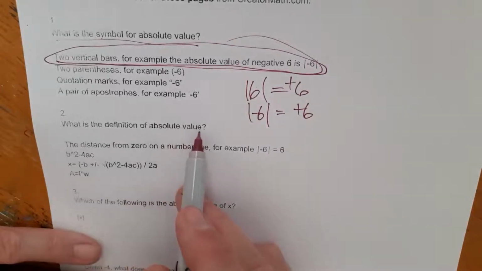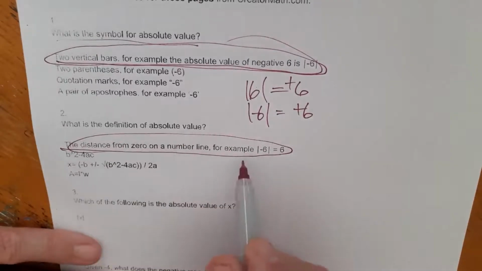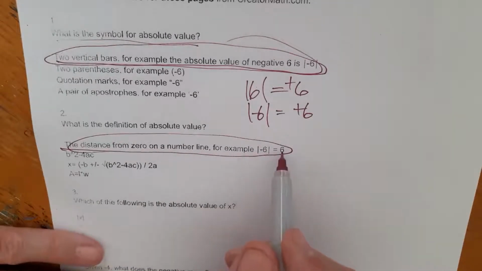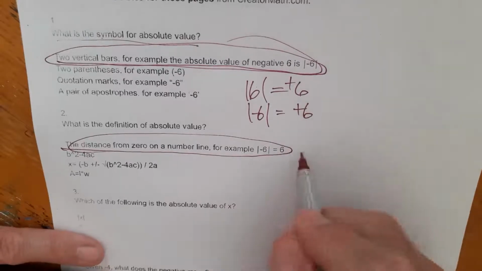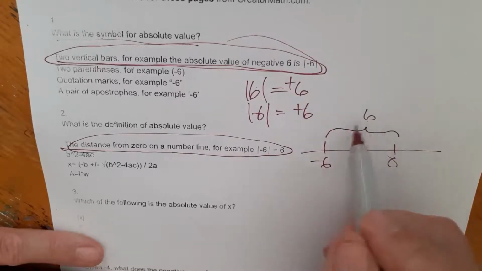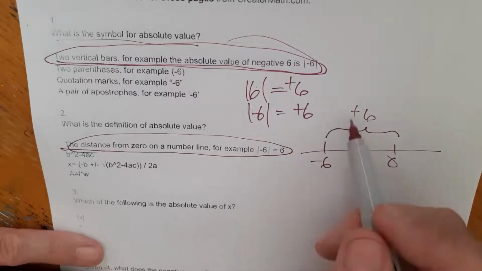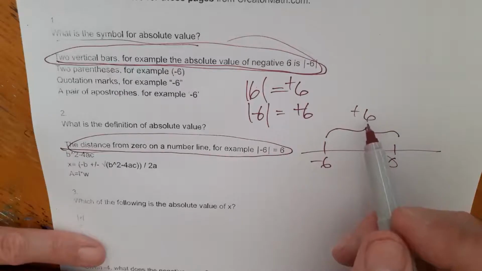What is the definition of absolute value? It's the distance from 0 on a number line. Okay, so for example, absolute value of negative 6, how far is negative 6 from 0 on a number line? And if you just had a 0 and a negative 6, we would see that this distance here has to be 6. So absolute value is always a positive number because negative is a direction, not a part of magnitude.